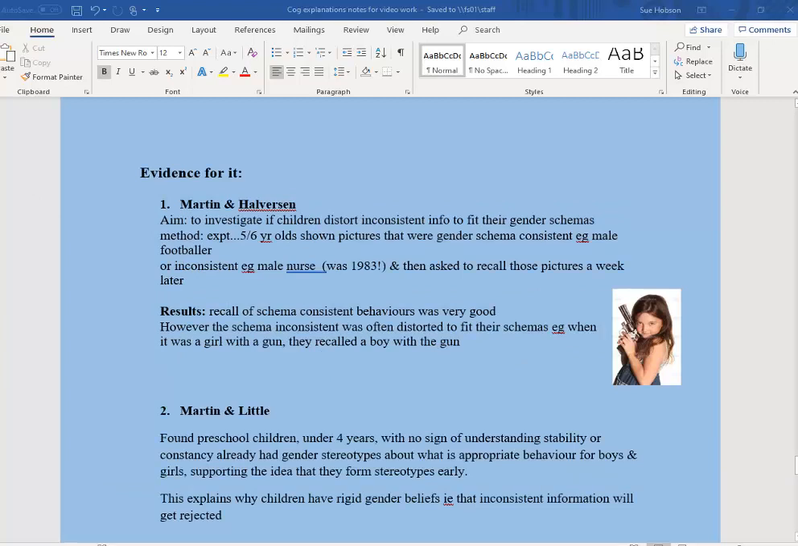So we need some evidence to support it. Evidence from Martin and Halverson. So this was to investigate if children distort inconsistent information to fit in with their gender schemas. And basically they showed 5 to 6-year-olds pictures that were gender schema consistent, so for example, a male footballer, or gender inconsistent, for example, a male nurse. Remember, this was 1983, so some time ago, and obviously things have changed.